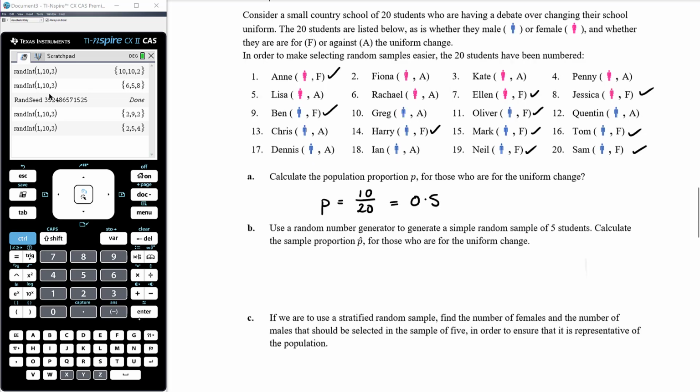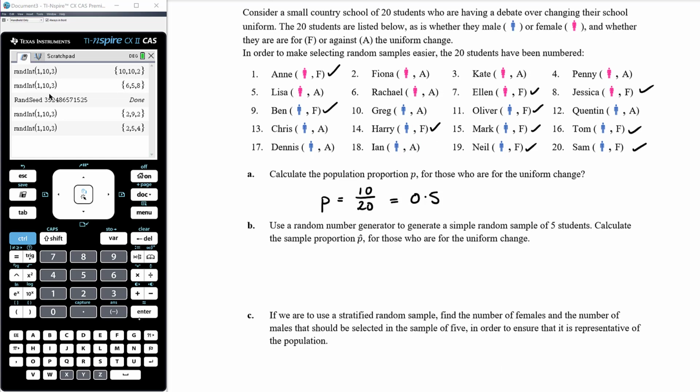Okay, part B, use a random number generator to generate a simple random sample of 5 students. Simple random sample being every student equally likely to be selected. Calculate the sample proportion for those who are for the uniform change. Okay, so we're all going to get a different sample here, and that's sort of the point. In fact, in reality, we would want to generate lots and lots of samples of 5, and then look at what's happening from there. We'll talk more about that as we go down the track.